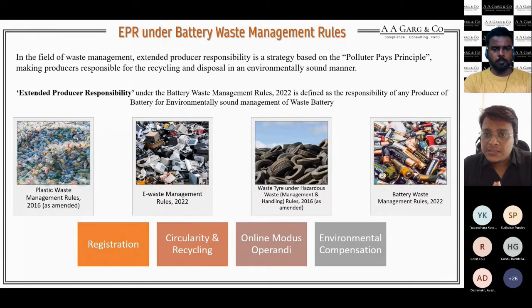There are four key things which are similar under each of the rules, and definitely a lot of other things, but these four we have summarized as being in every rule. One is registration, then circularity and recycling, on which a lot of focus is placed across the rules. In all the rules there is an online modus operandi for compliances, for registration, for submissions and certificate generation. There are also penalizing sections under environmental compensation across the rules. There are multiple guidelines and SOPs for the various rules which will be coming subsequently.